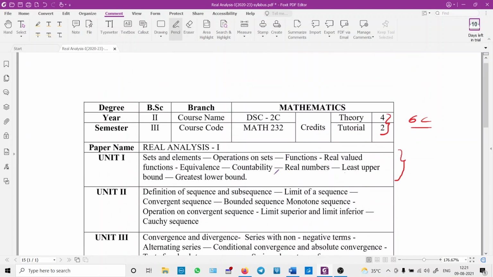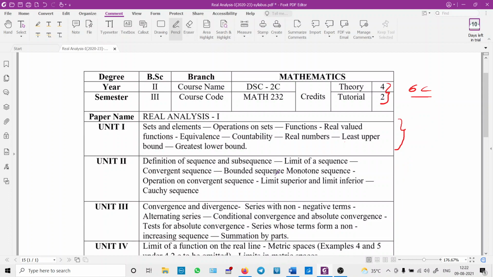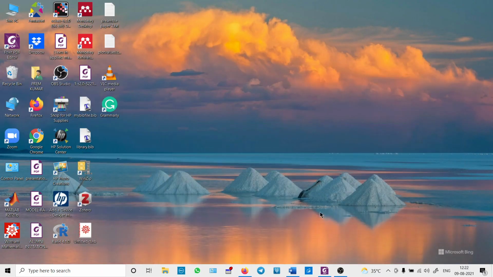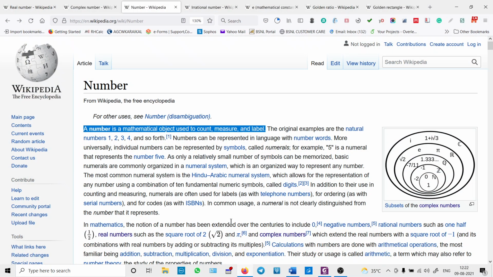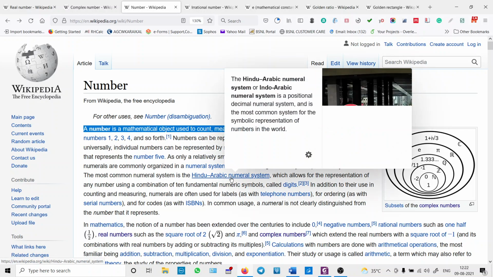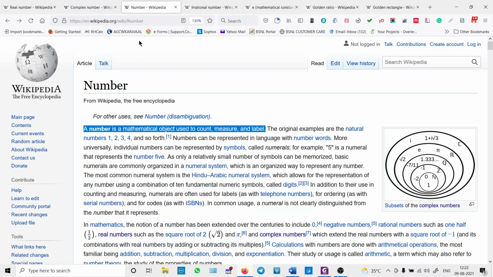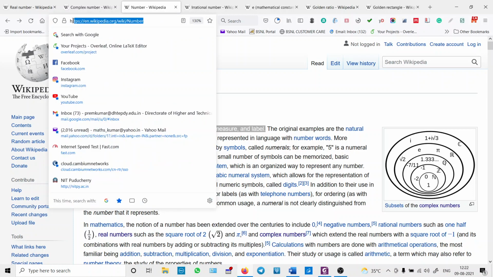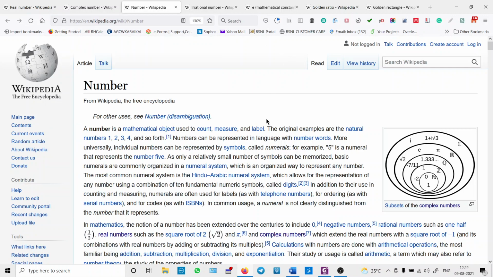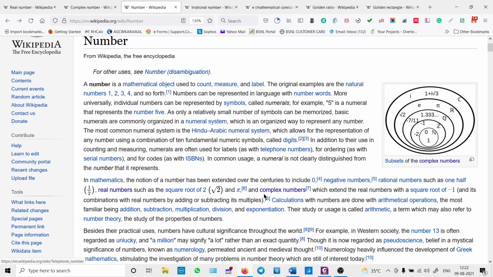Okay. These are the contents of unit 1. We are going to first start with sets and elements. Before that, we will see some basic concepts about numbers. So what is a number? A number is a mathematical object used to count, measure and label. You can use this Wikipedia page, here I have given you the link, so you can read many basic concepts about numbers.